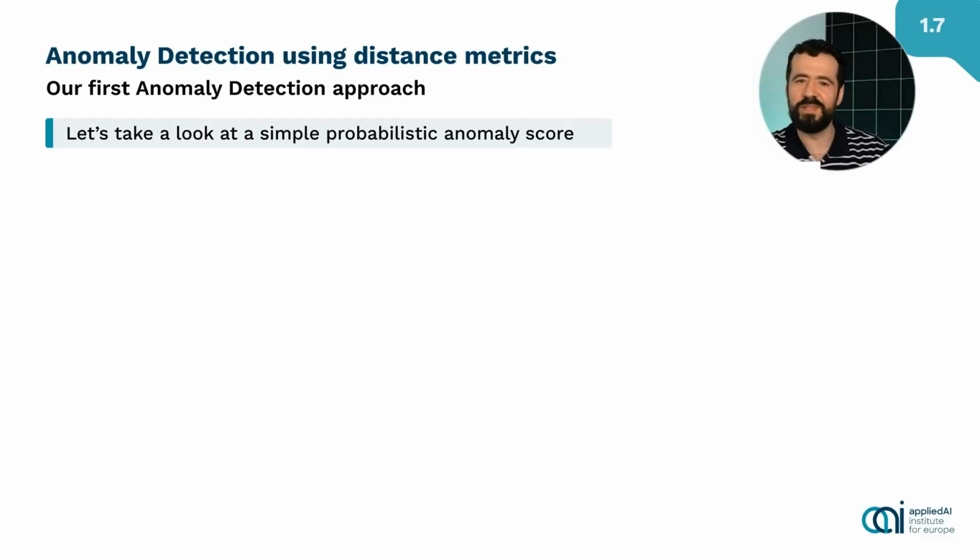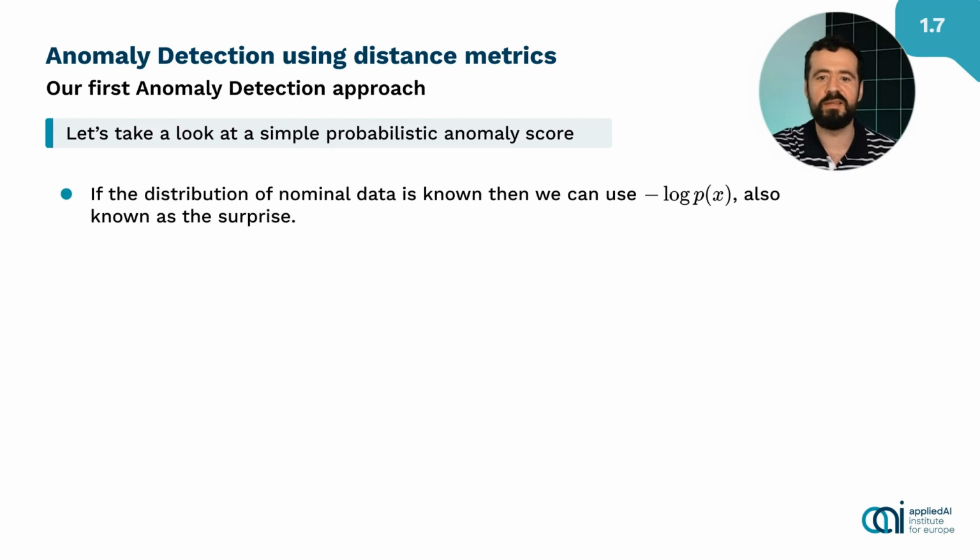Alright, I think by now we're ready to have a look at our first simple anomaly detection technique. In order to develop it, let's have a look at what would happen if you would already know what the distribution of the nominal data is. Say it's given by a density function. In this case, we could simply take the negative log of the density function, which is also known as the surprise, and measure how surprised we would be if we would draw a sample like that from the given nominal distribution.